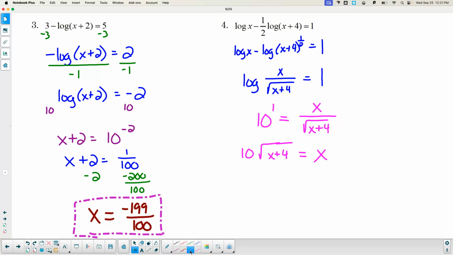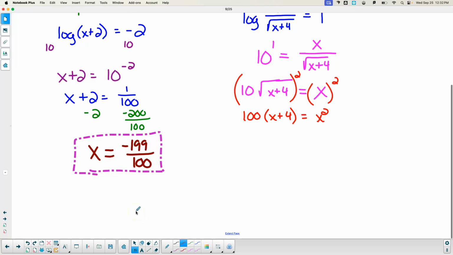Then what? Multiply both sides by 10? Right? Yeah? I would square both sides. Get rid of the square root. Ten squared is 100. Square root of x plus 4 squared is x plus 4. X squared is okay. Now what? Distribute.